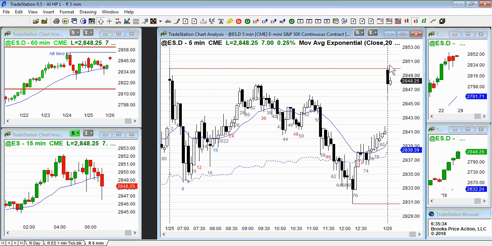What happens if we get above the high of one? Well, one is already 2 ticks above yesterday's high, and that lowers the chance of a double top, lower high, major trend reversal.